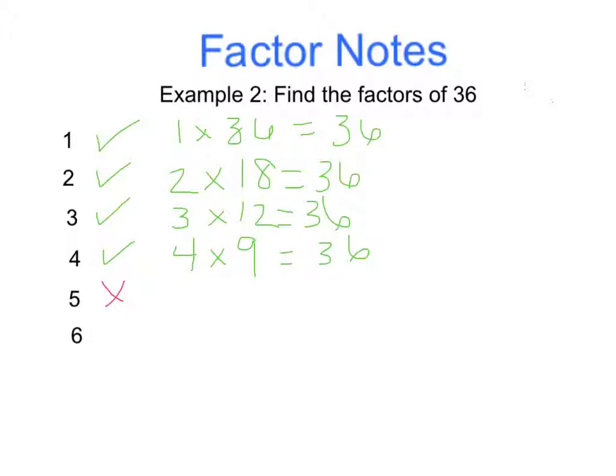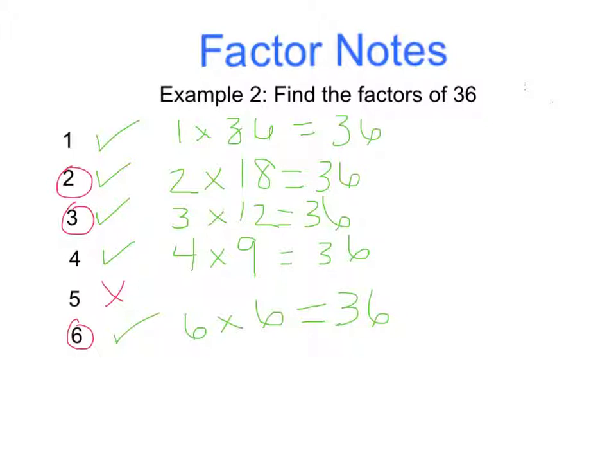The next number we need to test is 6. The divisibility rule for 6 is if 2 and 3 are divisible by the number, then 6 is also divisible by the number. So 2 and 3 are divisible by 36, which means that 6 must also be divisible by 36. So 6 times what equals 36? Well, 6 times 6 equals 36. And look, now we have two numbers that repeat. 6 and 6 are both the same number, so now they're repeating, and that's when we stop our testing.